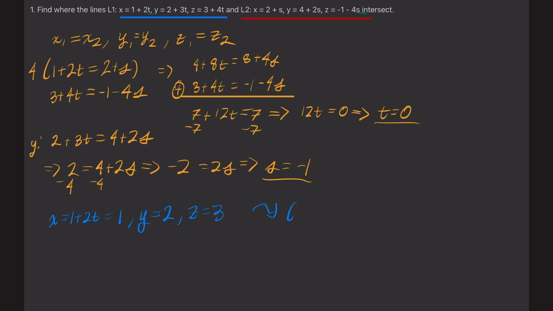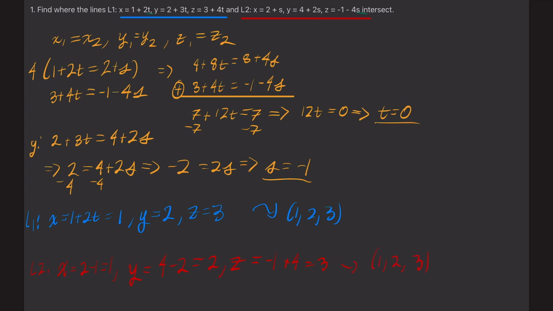So that gives us the point 1, 2, 3 for L1. Then for line 2, we'll have x equals 2 minus 1 equals 1, y equals 4 minus 2 equals 2, and z equals negative 1 minus 4 times negative 1, so that's going to be plus 4, equals 3, which also gives us the point 1, 2, 3.